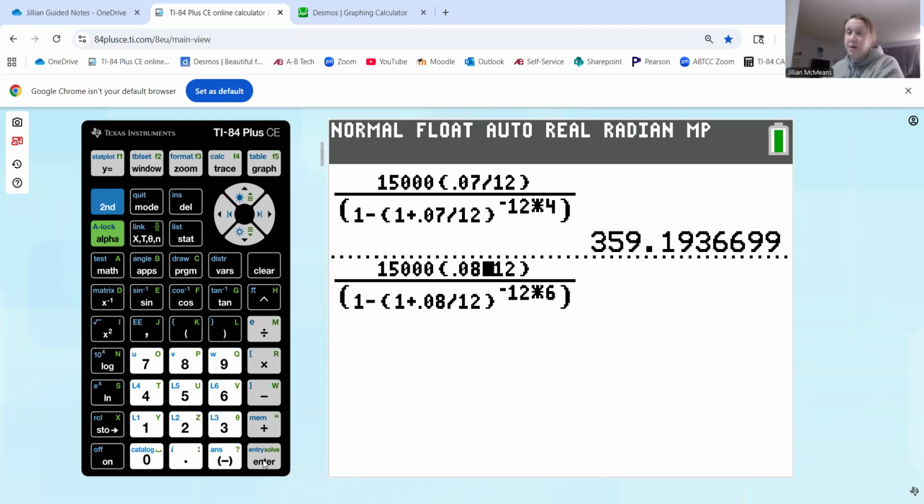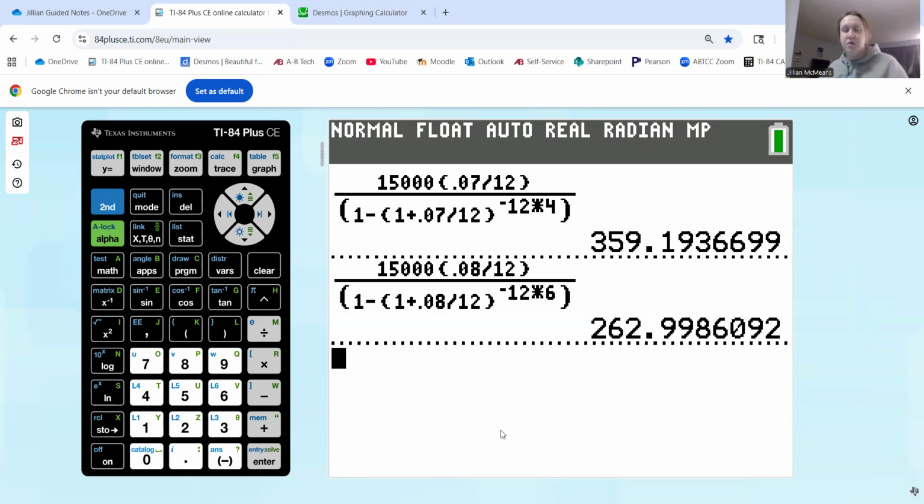So we're going to hit enter and we're going to see what this monthly payment would be. Going to 2 decimal places, this one's a little tricky because we've got 262.998. That 8 rounds the 99 up, so this actually is going to round to an even $263. Okay? So mathematically rounding, we get 263 bucks.